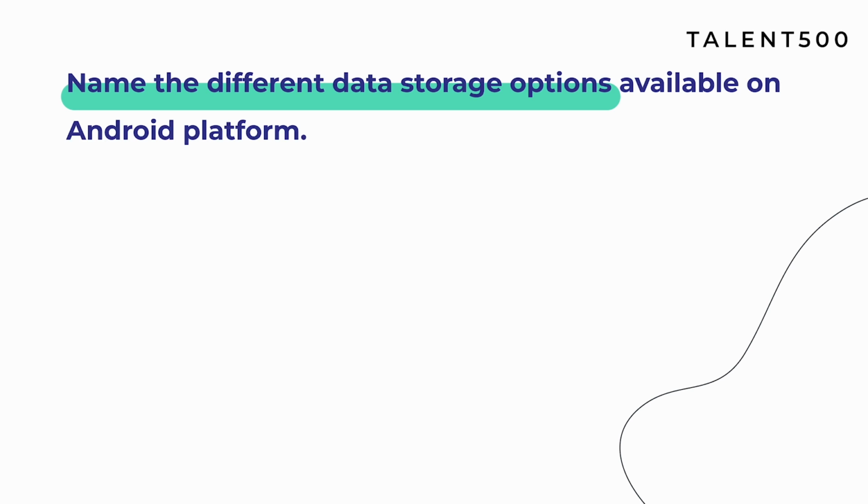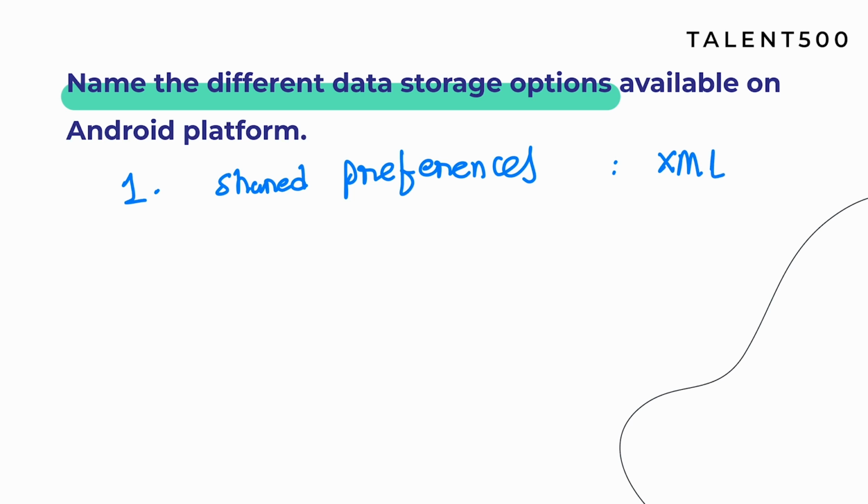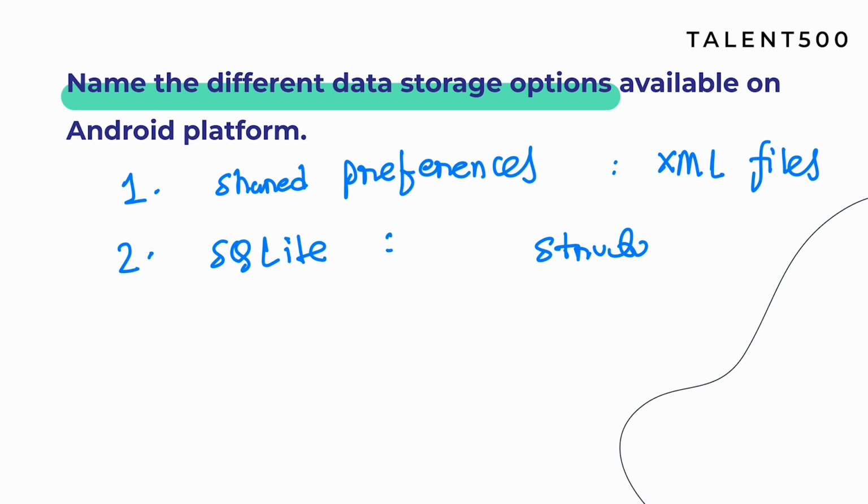Number one is shared preferences. It stores the data in XML files. And number two is SQL, which many of us have used multiple times. It stores structured data in private databases.